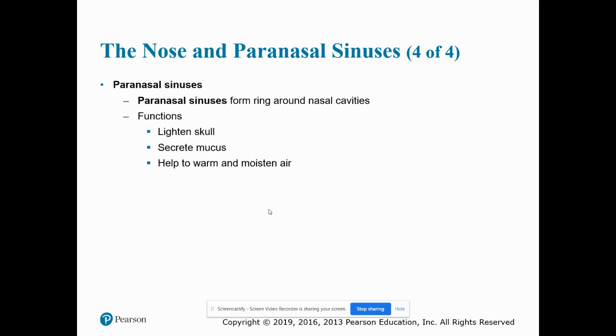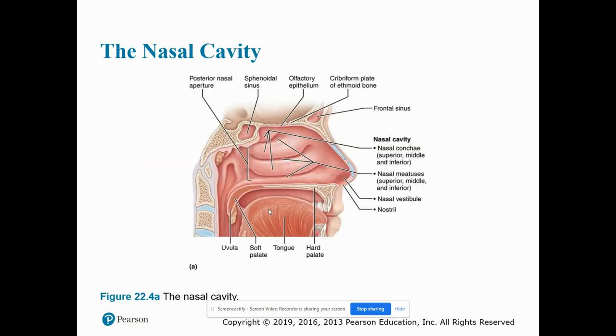The paranasal sinuses form a ring around the nasal cavities, and they function to lighten the skull, secrete mucus, and help warm and moisten air. So we have the nasal conchae here, here, and here. We have some sinuses. Here's a frontal sinus, sphenoidal sinus.